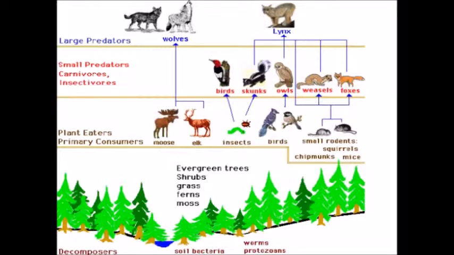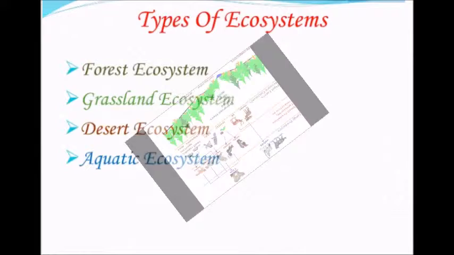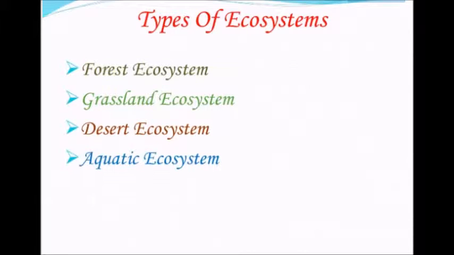A food web is a graphical description of feeding relationship among species in an ecological community. It even specifies the energy relation and transfer of energy amongst them. There are many food chains contained in these food webs. Let us look at the types of ecosystems. 1. Forest ecosystem. 2. Grassland ecosystem. 3. Desert ecosystem. 4. Aquatic ecosystem.